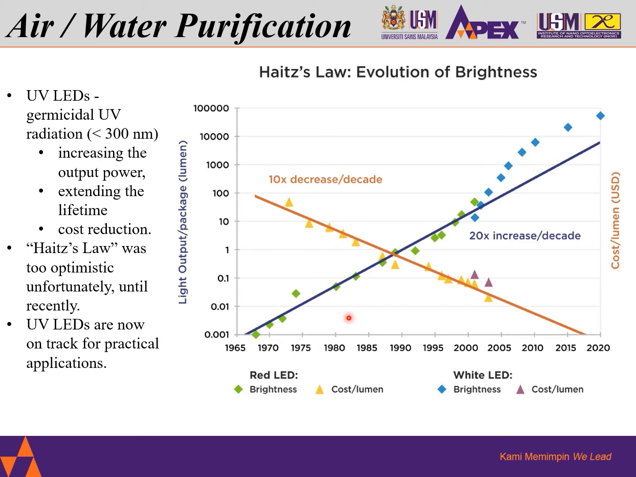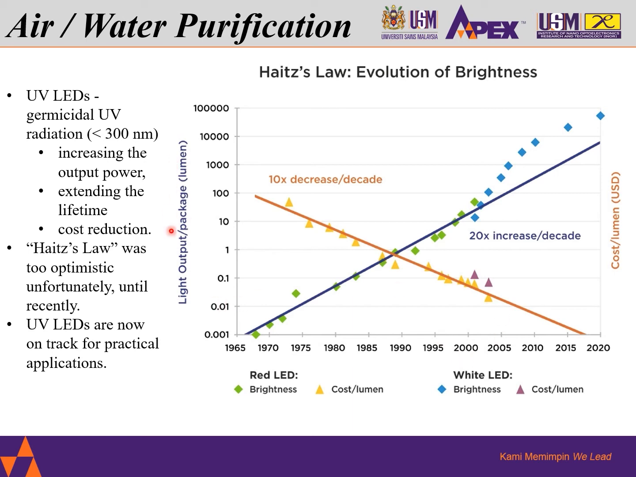A light emitting diode, LED, that emits UV radiation, which is less than 300 nanometer wavelength. This is UV LED. These types of products have been increasing in output power and extending in lifetime, and some are even challenging in terms of cost reduction. In the past, the prediction based on what is called Haitz's law was too optimistic, unfortunately. But the situation can vary and has been changing so rapidly. However, you can see here now that UVs are on track for real and practical application.